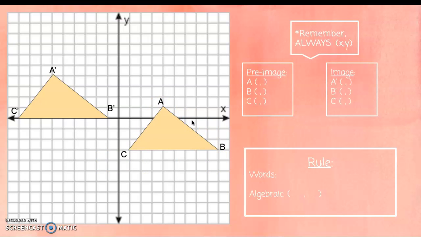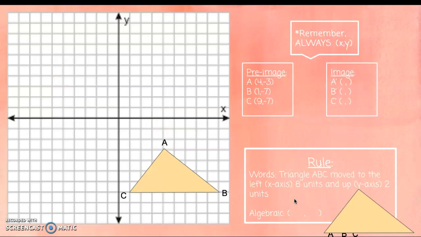Did it move left? Did it move right? Did it move up? Did it move down? Write it in words. And then write it algebraically. What happened to my x values? Did I add to it? Did I subtract from it? What about my y values? Figure it out. All right. Use the other 2 slides as your resource.